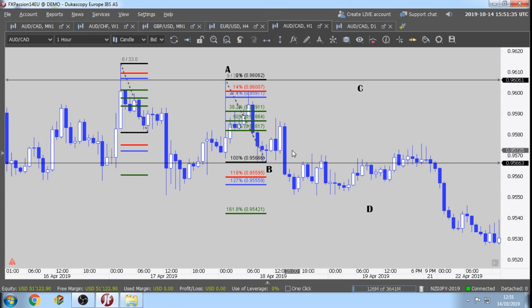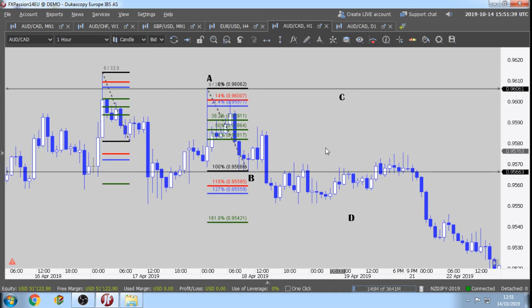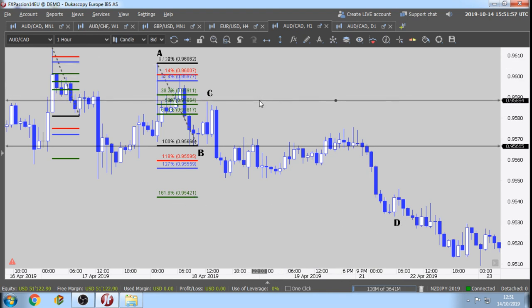Passion, can A and B be the same candle? Sometimes yes, but not in this case. When you can find the sequence, you take the other low or the other high. A to B, B to C, C to D must be a low. There you go, this is the C.